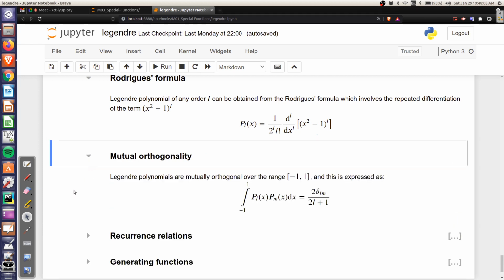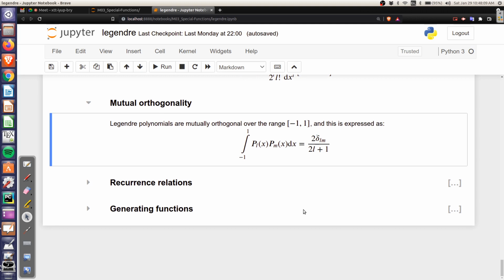Then we have mutual orthogonality, that is, the Legendre polynomials are mutually orthogonal over this range, and this orthogonality is expressed as this. So if you integrate PL and PM between minus 1 and plus 1, where L and M could be different from each other, then this is equal to 2 delta LM, the Dirac delta function. So what does this Dirac delta function do?